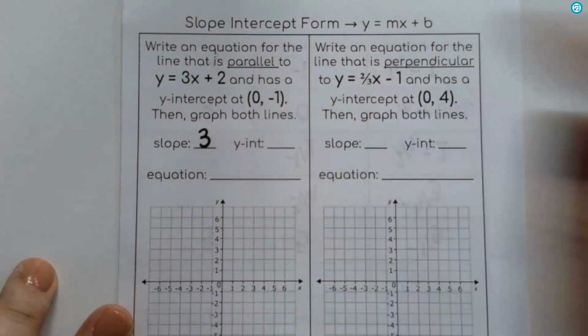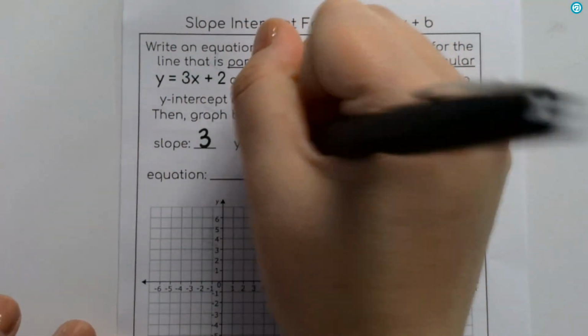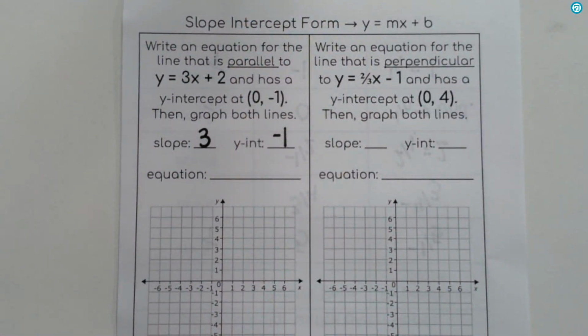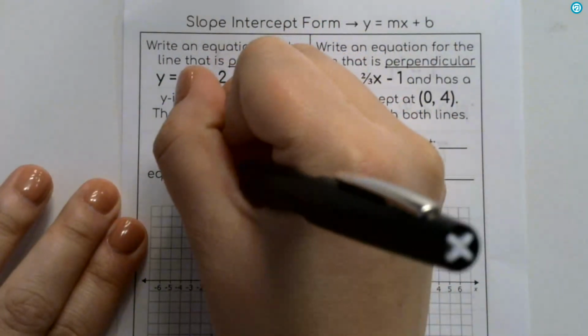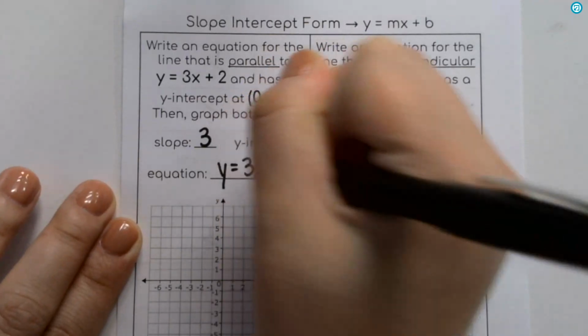And then we tell you that the y-intercept is at (0, -1). So my y-intercept is at -1. And then from there, we're just going to put that together into an equation. So y equals mx plus b is going to be y equals 3x minus 1.